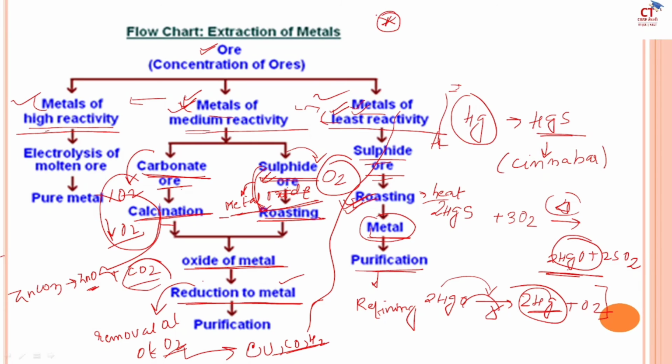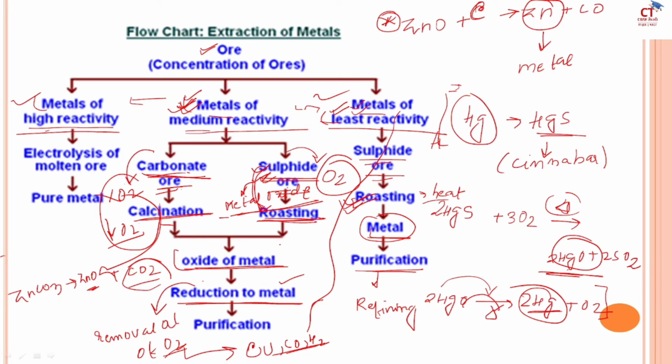Take a metal oxide, for example ZnO, and we react it with C, that is a reducing agent. What we get is Zn plus CO, and we get the metal. This is how we extract metals with medium reactivity. For carbonate ores we use calcination, and for sulfide ores we use roasting.